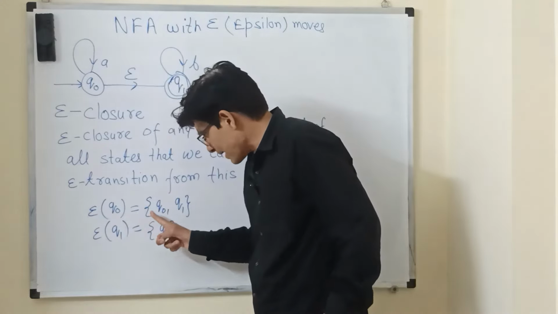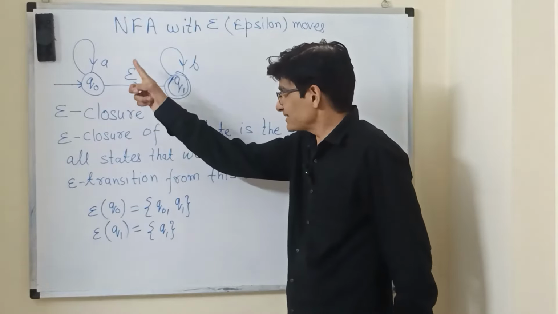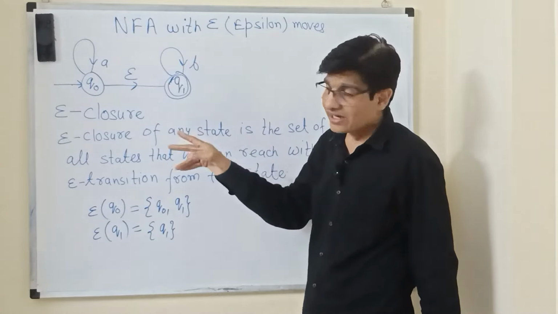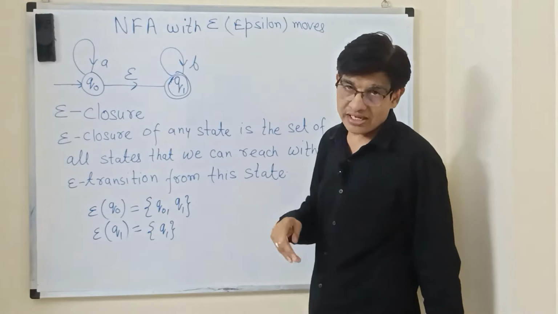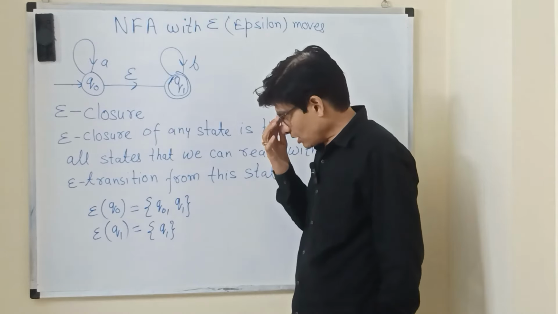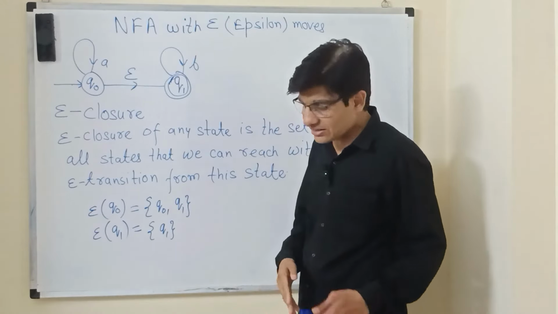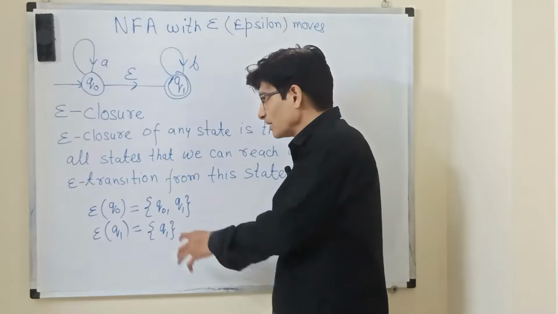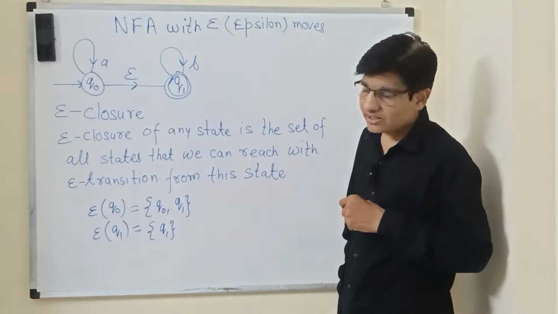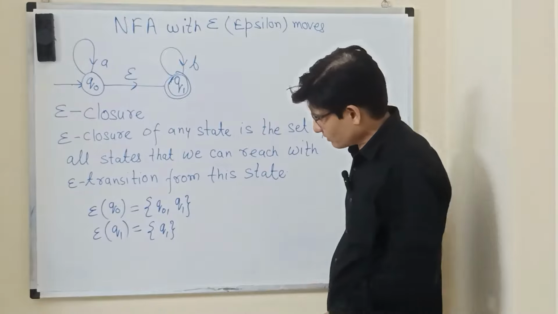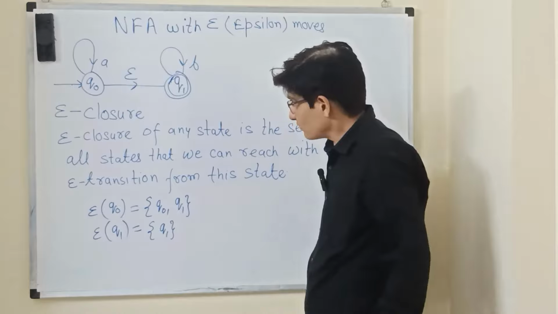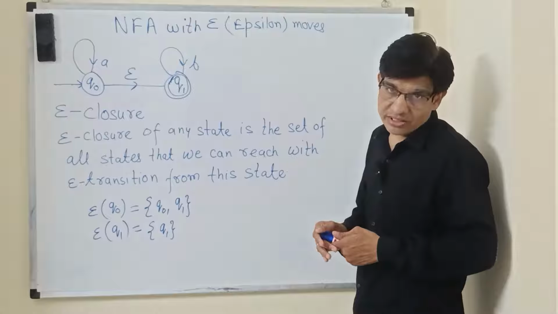So we will use these epsilon closures to remove this epsilon transition from this NFA, and then it will be converted into NFA without epsilon move. Now I will discuss the process of this. I hope that epsilon closure is very clear to all of you. We will make use of these epsilon closures for converting this to NFA without epsilon move.